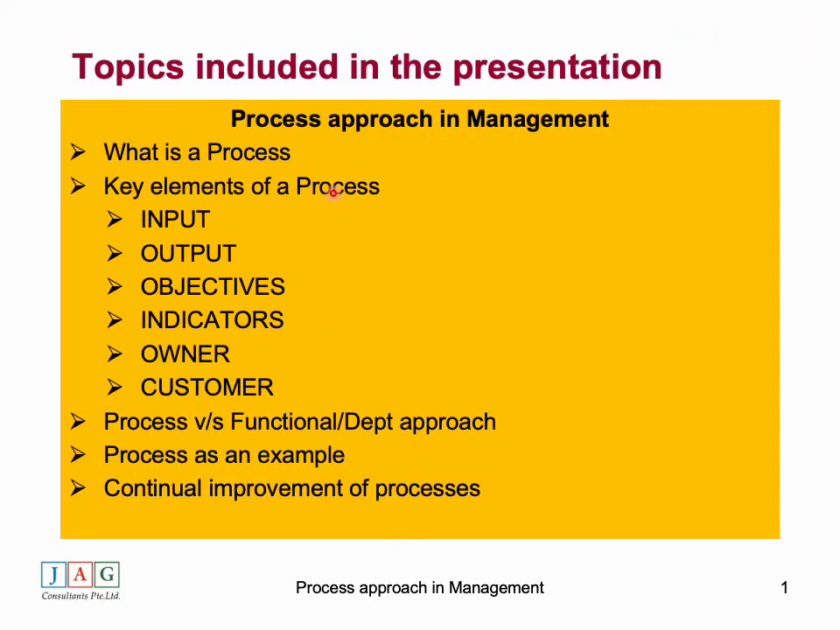So the topics we're going to discuss today are what is a process, what are the key elements of a process: input, output, objectives, indicators, owner, customer, the process owner, process customer, process versus functional or departmental approach, some examples of a process, and continual improvement of processes.